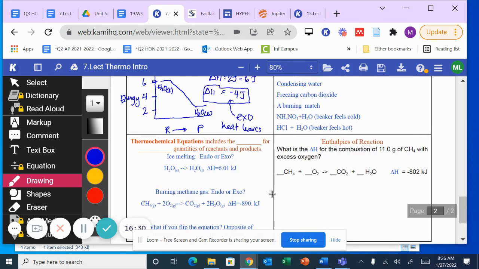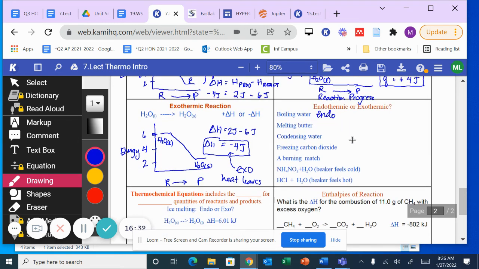Okay, let's get answers. All right. Melting butter. What do you think? Yeah. Condensing water. Ooh, that makes sense because condensing, it's a gas, and then you have to take energy out of it to condense, which means come together as a liquid, right? So you're removing energy out. So condensing water is exo. Freezing carbon dioxide. Yep. A match while it's burning. Exo. While it's burning, it's giving off heat. Yeah. Like when you initially give it a spark, then that would be endo.